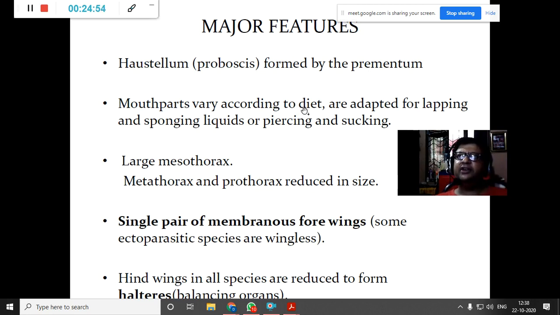Mouth parts vary according to diet, are adapted for lapping and sponging liquid or piercing and sucking. They have got a large mesothorax. Metathorax and prothorax are reduced in size. They have a single pair of membranous forewings. Some ectoparasitic species are wingless, of course. Hind wings in all species are reduced to form halteres. Halteres are below the wings. You find another small pair of wing-like structures, and they are for balancing. The fly needs it for balancing.